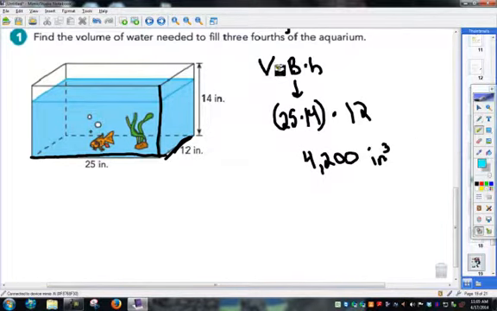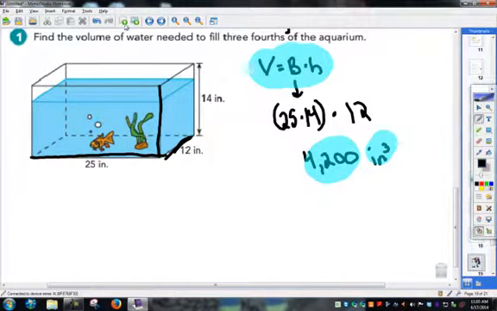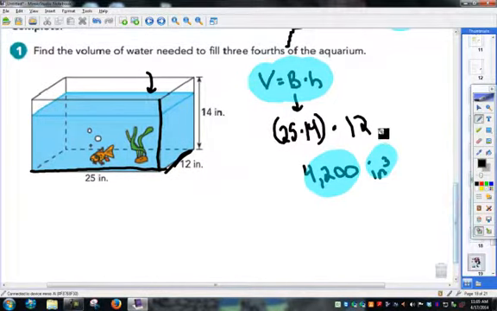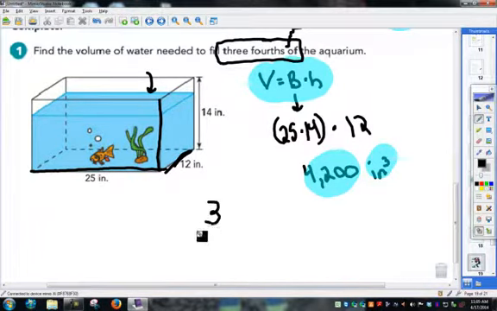Again, if this were the problem, 1 point, 2 point, 3 point. However, it's not. You got to make sure you read it real carefully. Find the volume of water needed to fill 3/4 of the aquarium. So you only want to fill 3/4 of it. So I just want to know how much water's in it. So again, it comes back to right there. Look at that, guys. 3/4 of the aquarium would be the volume of the entire aquarium.